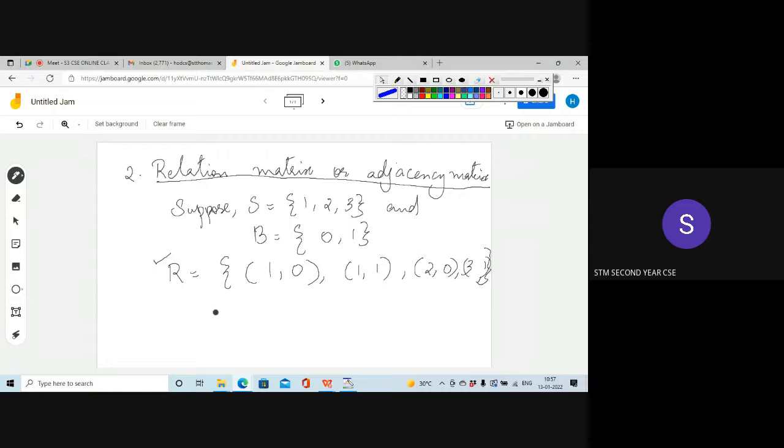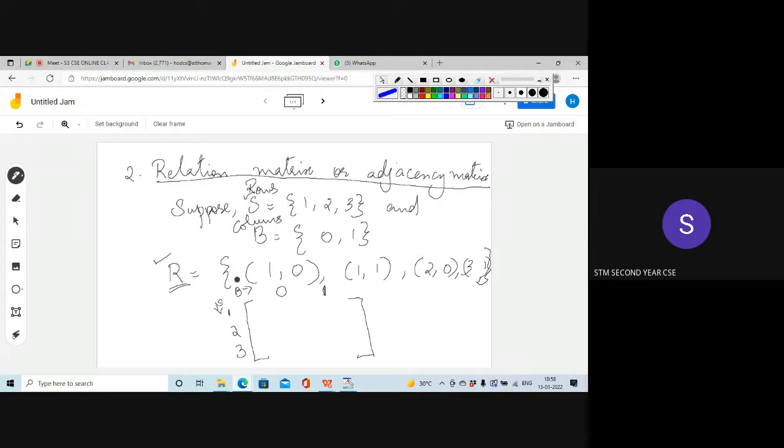What we are trying to do is draw the graphical representation of a relation. The first method we represented using a directed graph. The second method is using an adjacency matrix. So in this we draw a matrix, and one set forms the rows. Here I'm going to take S as the rows, with elements 1, 2, 3. And I'm going to take B as columns, and the elements in B are 0 and 1, isn't it? So S forms the rows and B forms the columns.